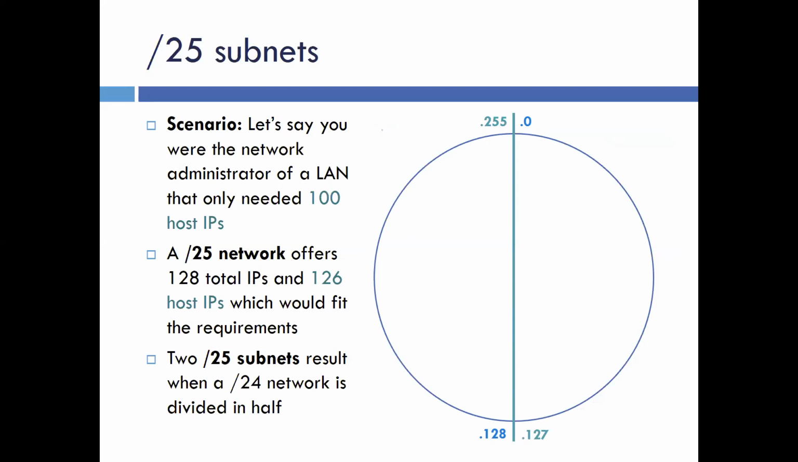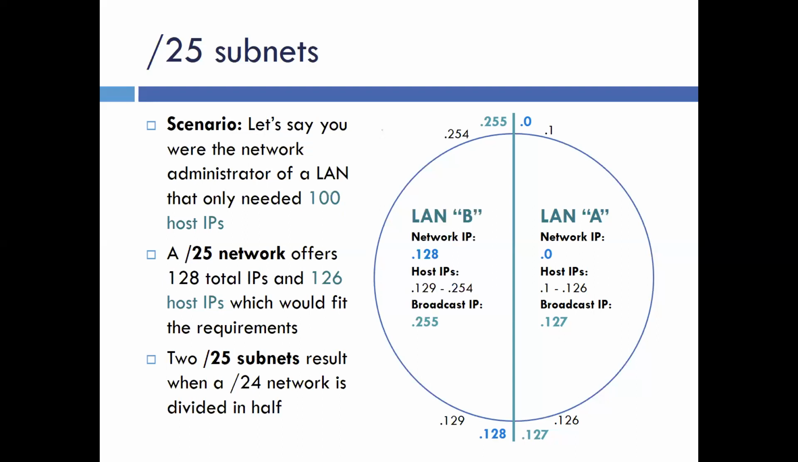Let's call the first half LAN A. The network IP is .0, the broadcast IP is .127, and the host range is .1 through .126. Let's call the second half LAN B. The network IP is .128, the broadcast IP is .255, and the host range is .129 through .254.